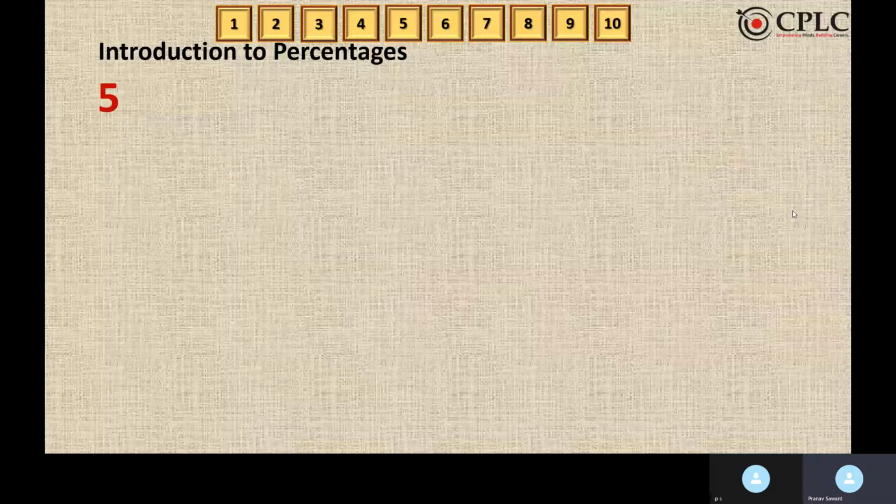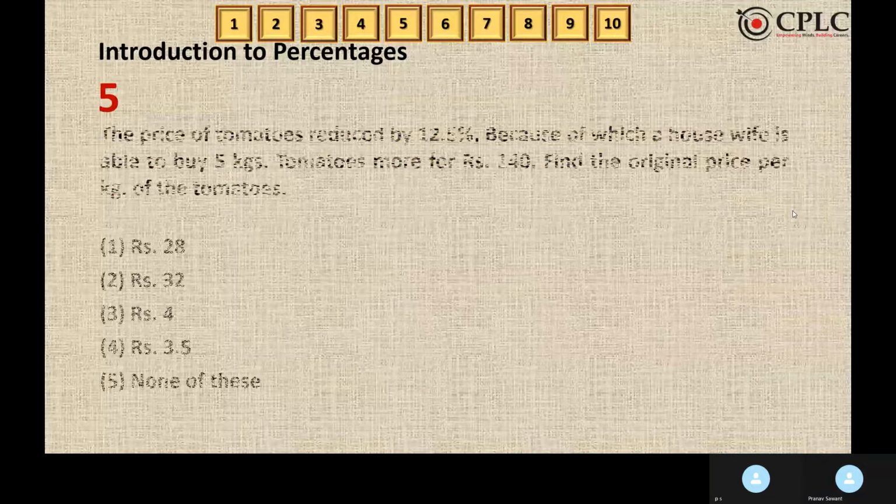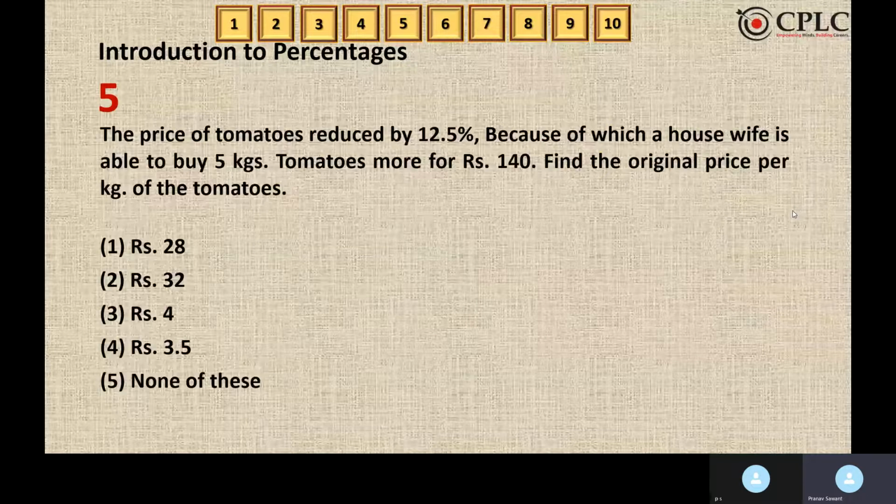Moving to the next question. The price of tomato reduced by 12.5%, because of which a housewife is able to buy 5 kgs more tomatoes for 140. Find the original price per kg of the tomatoes.